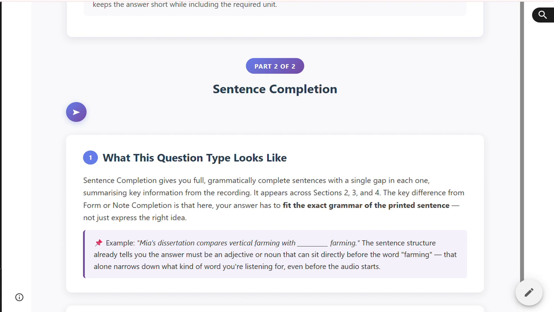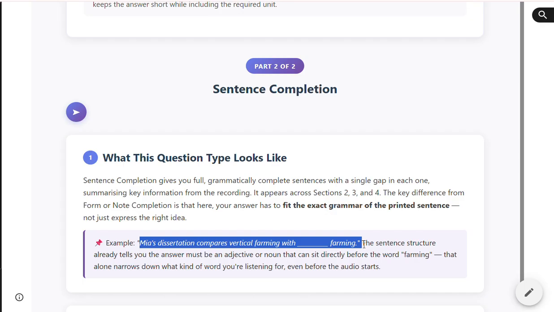Take a sentence like, Mia's dissertation compares vertical farming with blank farming. The structure already tells you the gap needs an adjective or noun that sits directly before farming, and that narrows down what you're listening for before the audio even starts.